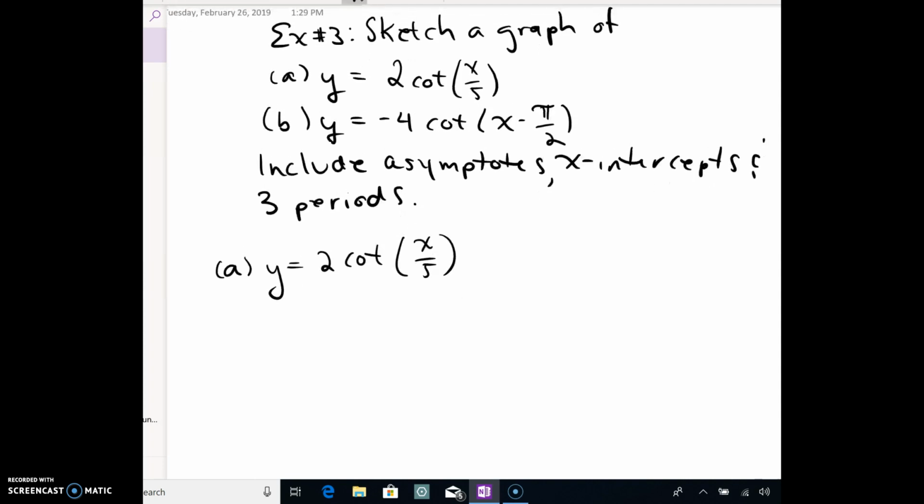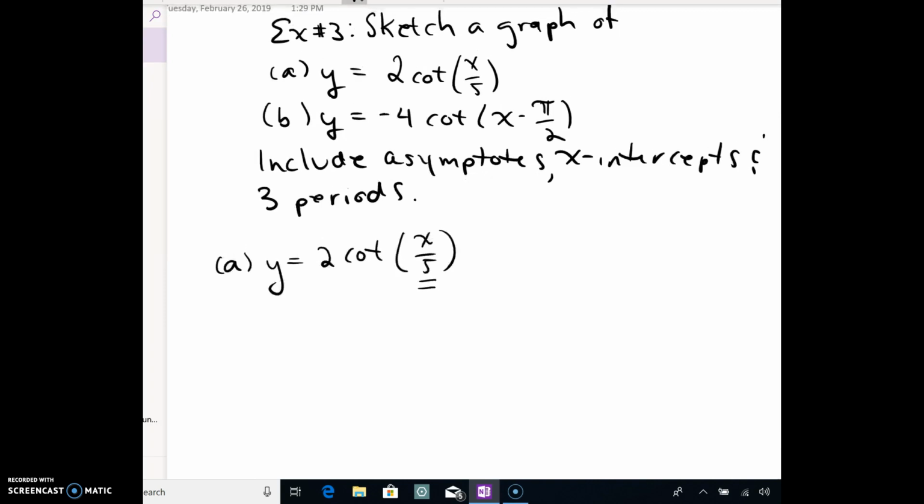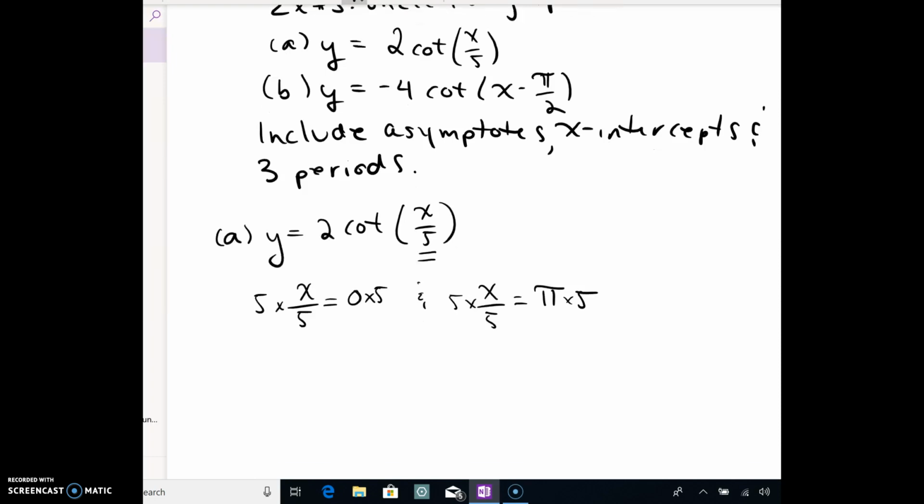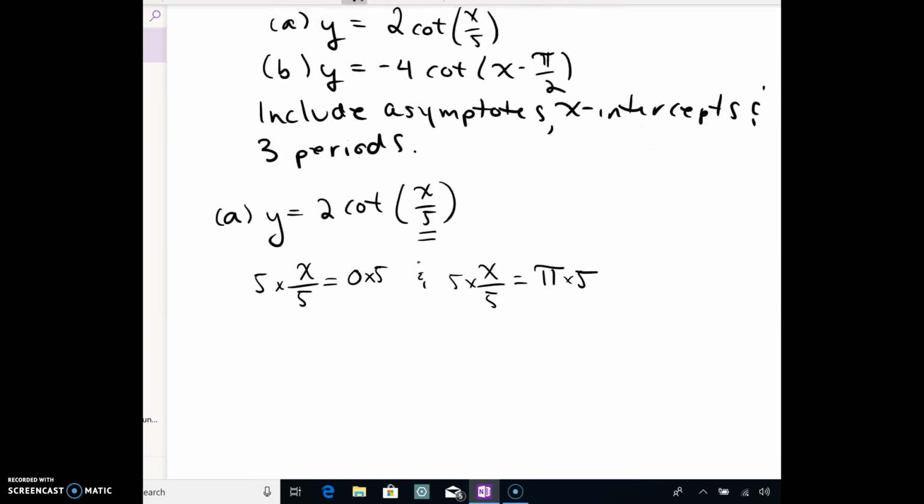Now, the first thing we're going to do when we're dealing with cotangent is we're going to set the argument equal to 0, and then set the argument equal to pi. And what this is going to do is it's going to tell us how the asymptotes are going to be transformed. Remember, original asymptotes in the cotangent function go from 0 to pi. So if we set each argument equal to 0 and pi, that will tell us where our new asymptotes are going to be transformed to. So we end up with x equals 0, and we end up with x is equal to 5 pi.